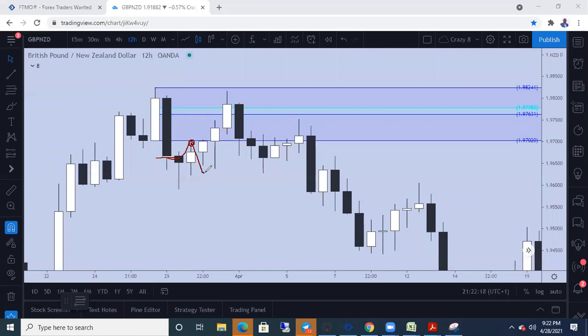But the problem is I didn't sell for too long. Then it pushed back up and closed above our preferred entry. Once price closed above our preferred entry, we say that our sell bias has been invalidated. But when price came back and closed below the preferred entry, our bias has been revalidated.